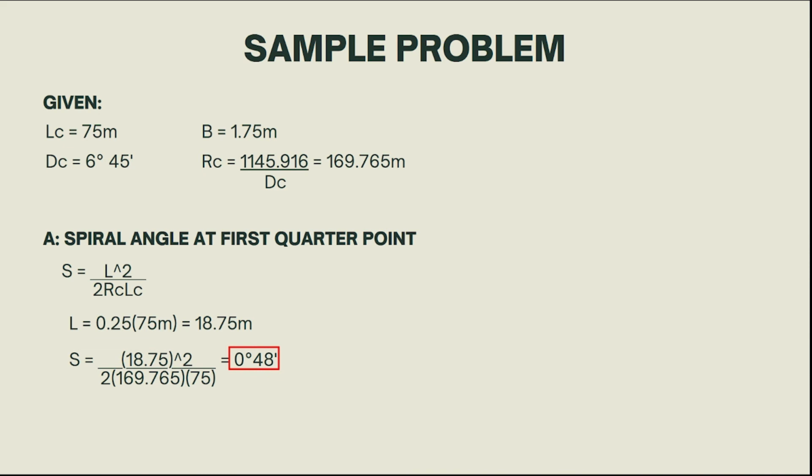To find A, the spiral angle at the first quarter point, we use the first formula we derived, which is S equals L squared over 2 RCLC. L equals 0.25 times 75 meters, or 1/4 of 75 meters, since it is at the first quarter point. This comes out to 18.75 meters. We plug this in the formula with the given values and come up with S equals 18.75 squared over 2 times 169.765 times 75, which comes out to 0° and 48 minutes.